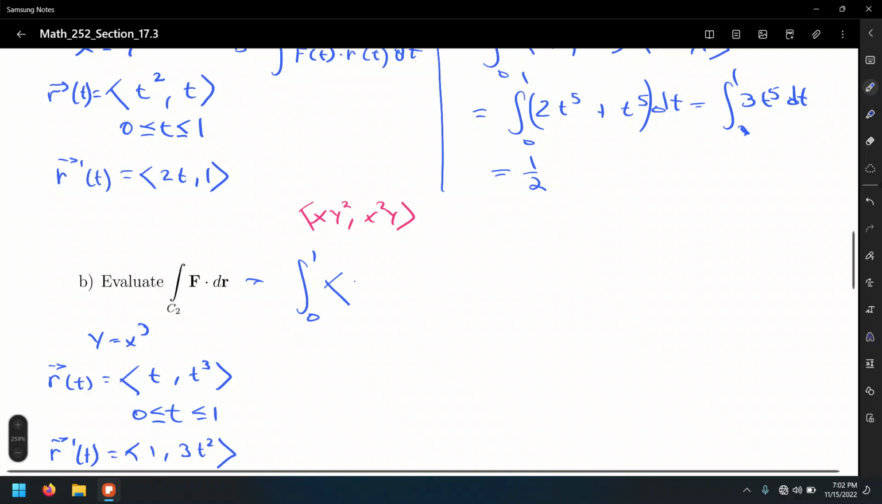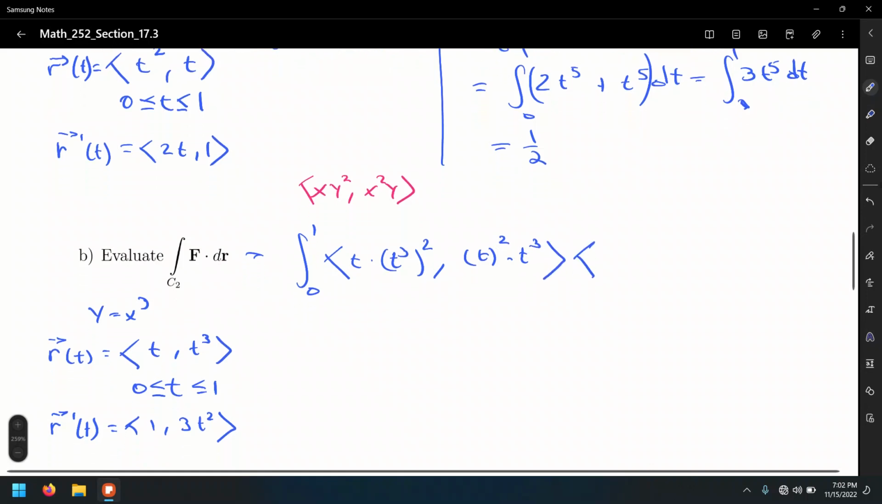x, which is t, times y squared, where y is t to the third power, to the second power, comma x squared, which is t squared, times y, which is t cubed. Not comma, actually it's times t cubed. And what about the derivative? Just write down the derivative. That's 1 comma 3t squared, and then dt. The rest is simplifying the first factor, the vector valued function.